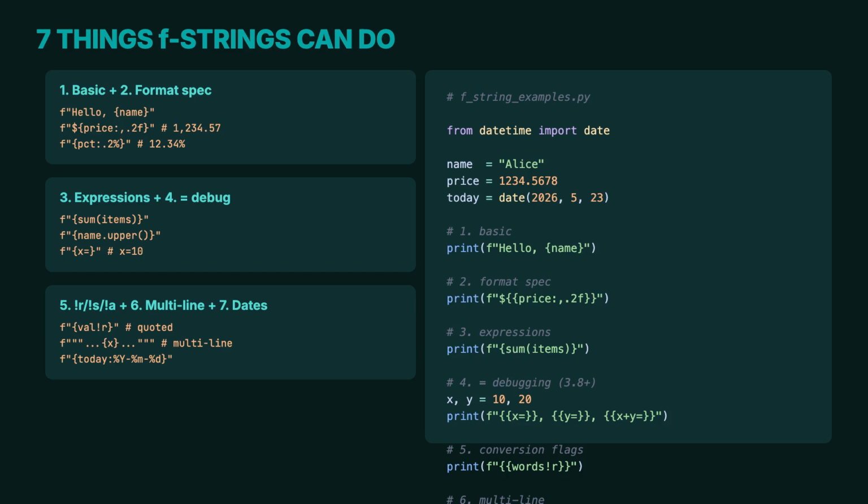7 f-string patterns coming up. Basic interpolation. The format spec mini language for numbers, alignment, and percentages. Expressions inside braces. Method calls. Indexing. Arithmetic. The equals shortcut for print debugging. The bang flags for repr, str, and ASCII. Multi-line templates with triple quotes, and date formatting with strftime codes, all in the same brace syntax.